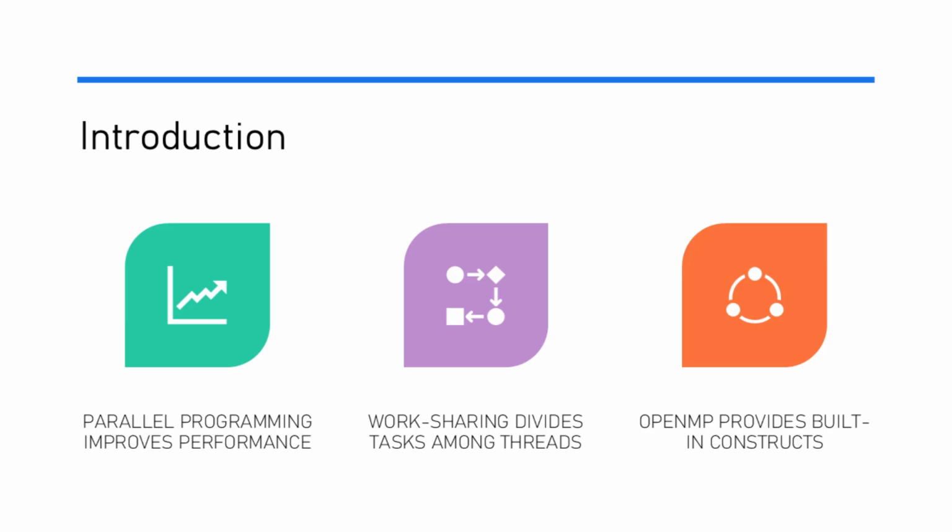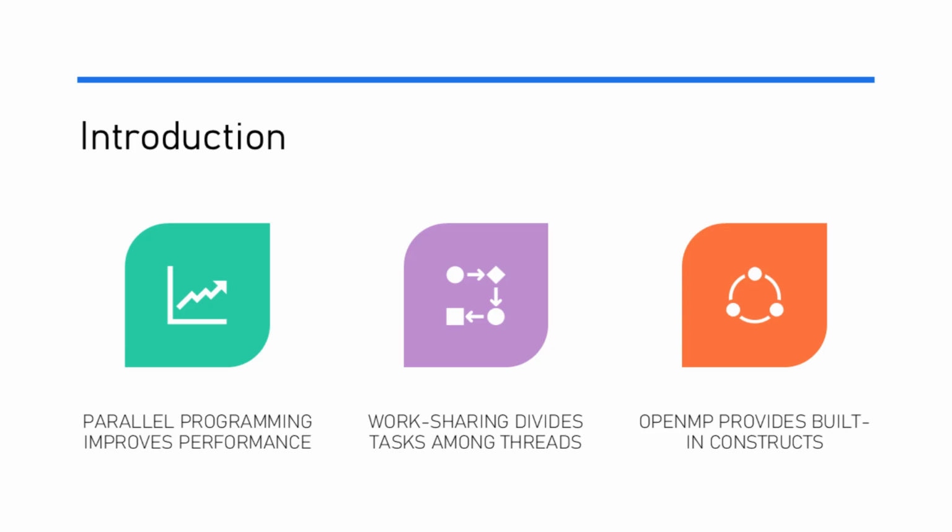Let us see them one by one. For splits the loop iterations among the threads, sections assigns different code sections to different threads, and single is mainly to ensure the task is executed by only one thread.